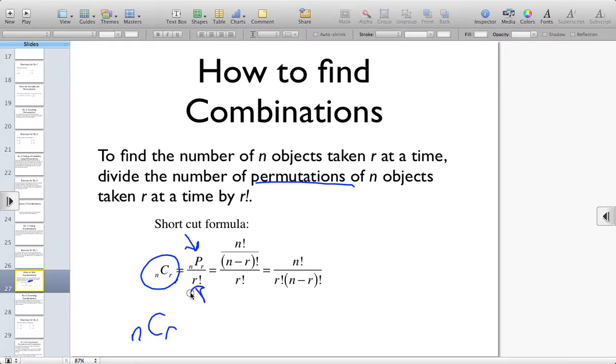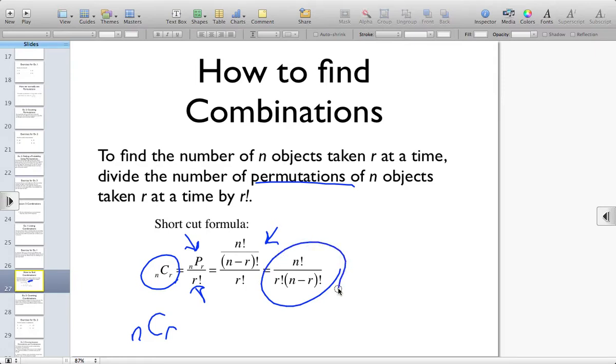As the word problem told us, we're taking the number of permutations divided by r factorial. Well, here's the formula for finding the permutations of n objects taken r at a time. So if we write that in, and then dividing by r factorial means multiplying by 1 over r factorial, we end up with this formula.